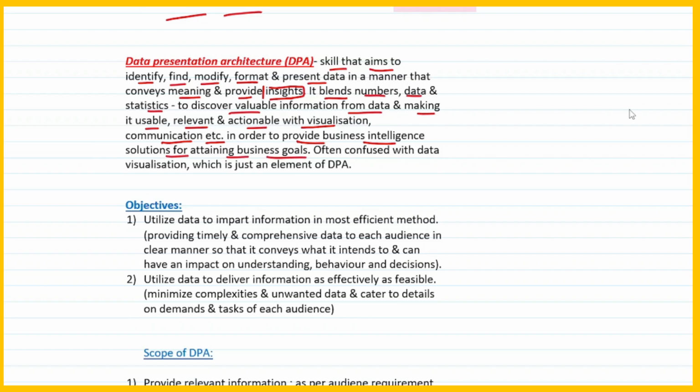I'll repeat that once again for your convenience. It is basically a skill that aims to identify, find, modify, format and present data in a manner that conveys meaning and provides insights, right? Then what does it do? It blends the numbers, data and statistics for discovering valuable information from data and making it usable, relevant and actionable with visualization, communication, etc. For what? In order to provide business intelligence solutions for attaining business goals. So eventually it is for attaining the goals or objectives of the organization.